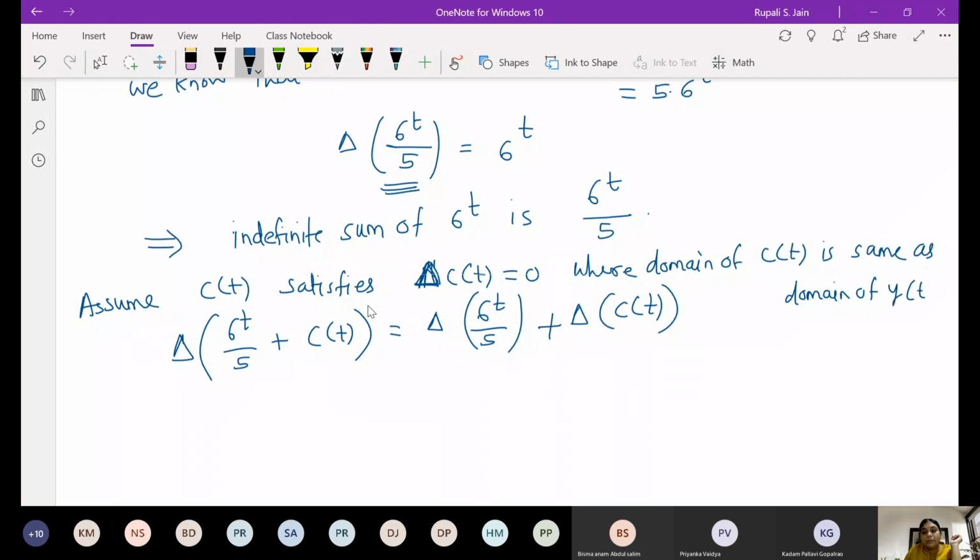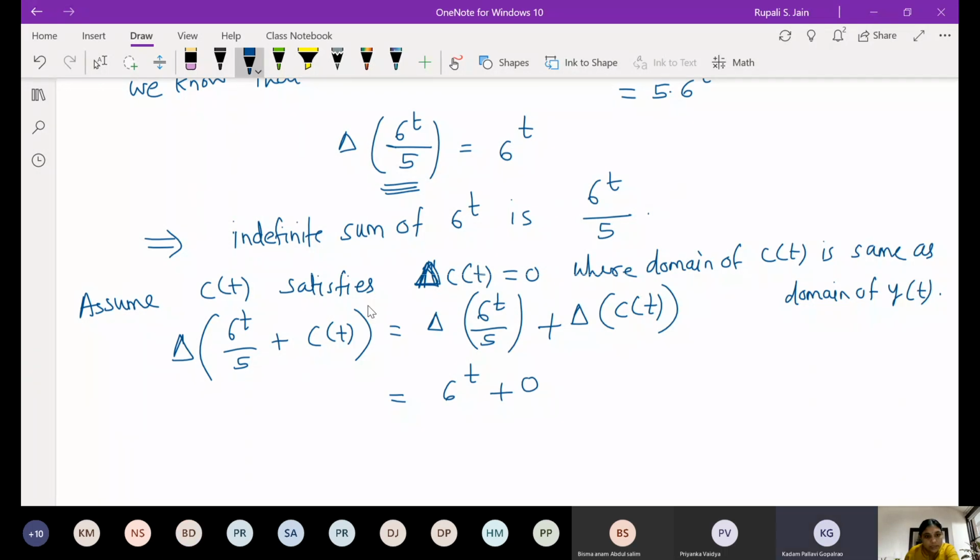It depends on the domain of y(t). What will be my c of t? We will see that also here. First, let me ask: what is delta of 6 raised to t by 5? It is 6 raised to t. And we are considering this c of t, where delta c of t is equal to 0.